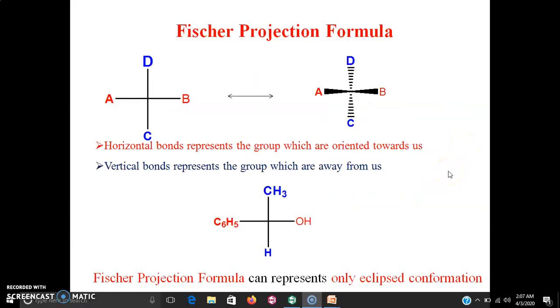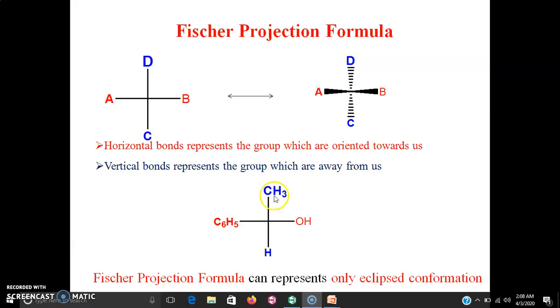Okay. And next we consider another method, the Fischer projection formula. Here we have only two lines, one horizontal line and one vertical line. The horizontal line represents the groups which are orienting towards us, and the vertical line represents the bonds which are orienting away from us. Clear? That indicates that here groups A and B are orienting towards us and groups C and D are orienting away from us. An example is also given here.